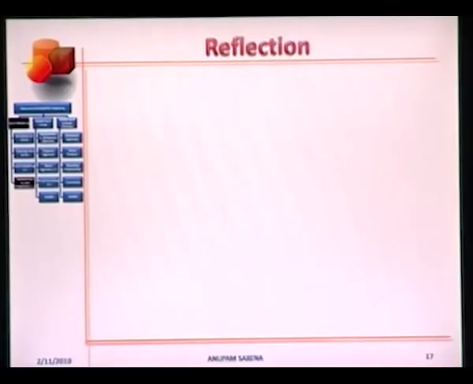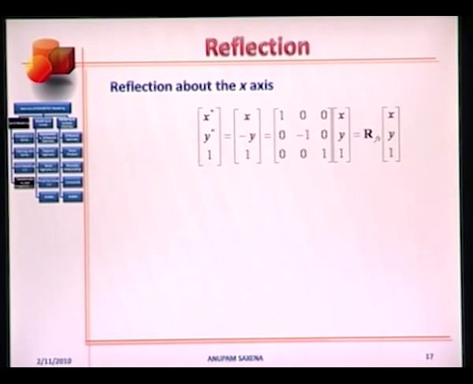Next, reflection. Let's see what happens when we reflect a point about the x-axis. Well, when we reflect about the x-axis, the abscissa remains the same, the ordinate changes in sign, and 1 remains 1, the third dummy entry for now. We can express these relations in matrix form. So we'll have a 3 by 3 matrix here.